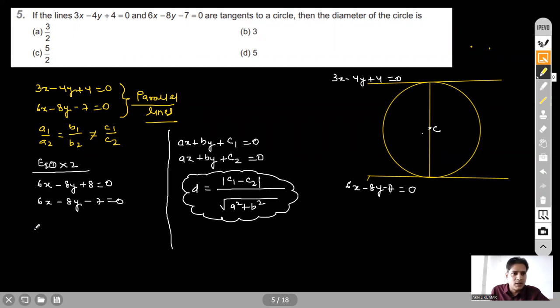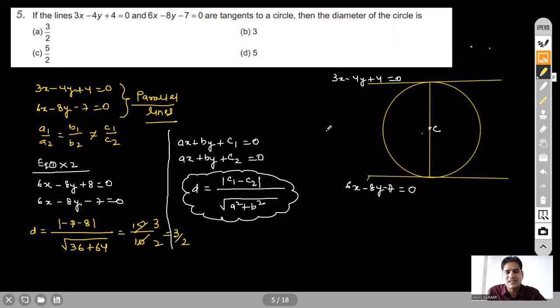The distance between the parallel lines, or the length of the diameter, is the modulus of the difference of C1 and C2, that is minus 7 minus 8, upon under root of A square plus B square, that is nothing but 36 plus 64. So it will become mod of minus 15, that is 15, upon under root of 100, that is 10, and it will be equal to 3 upon 2. So the distance between these two tangents is 3 by 2, and that will actually be the length of the diameter also.